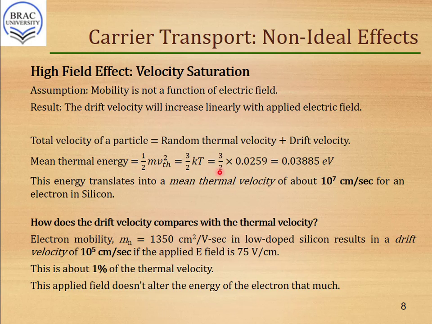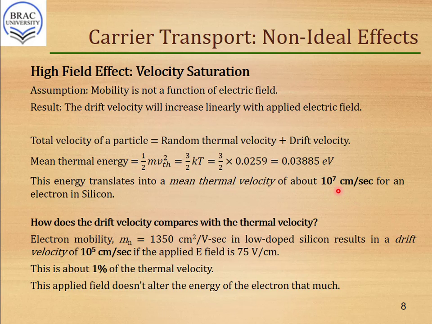We know this value in electron volts, that is 0.0259, and the whole thing results in somewhat 0.03885 electron volts. So this is the mean thermal energy. Now, if the mean thermal energy, half m multiplied by V thermal square, is this value, we can actually determine the value of Vth or thermal velocity from here. That value is approximately 10 to the power 7 centimeter per second.